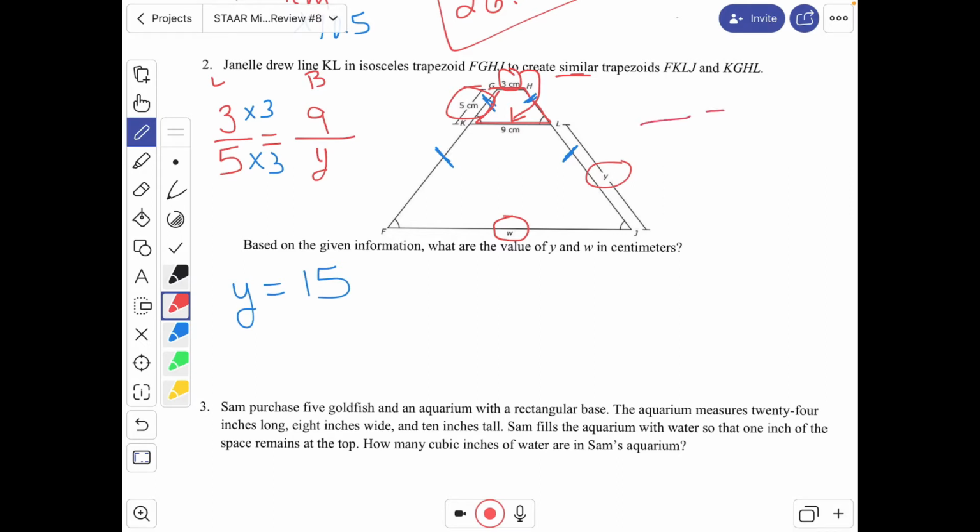Now we have to set up another proportion to figure out for W. So we already figured out that 3 matched with 9. Now, imagine that's 9 on the little trapezoid. You're not looking at the big one, just the little. If it was 9 on the little trapezoid, then that should match to W on the big trapezoid. And just like before, we look for the relationship. What would we do to 3 to get to 9? We multiply times 3. So if I do that on bottom, W should equal 27.